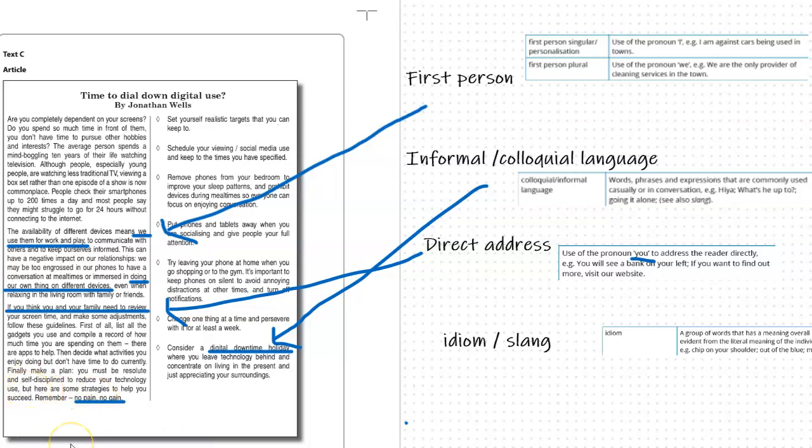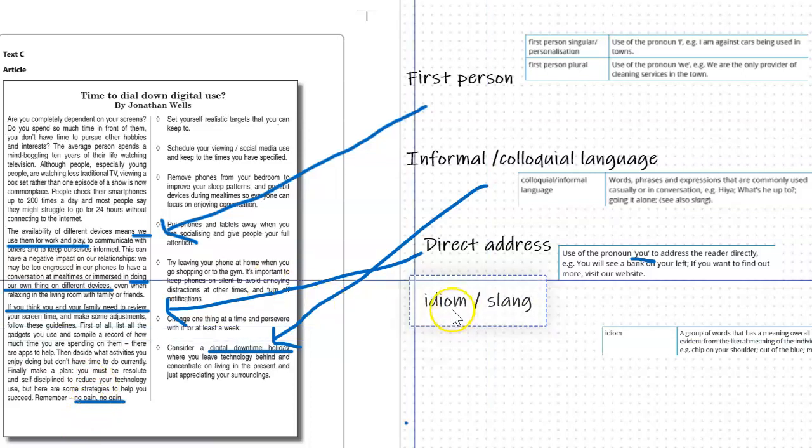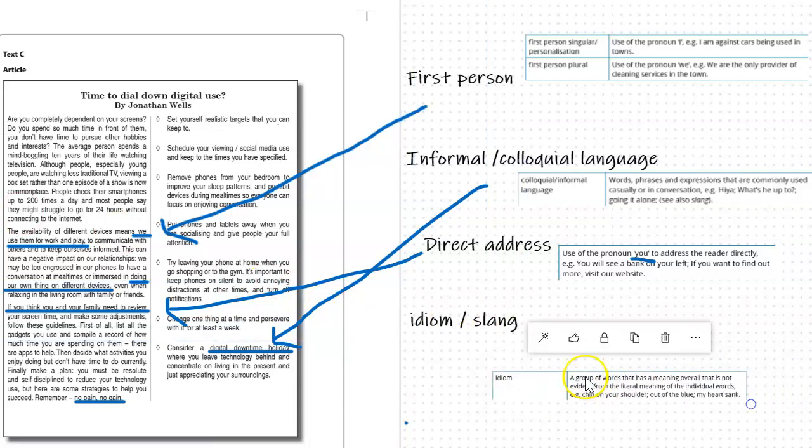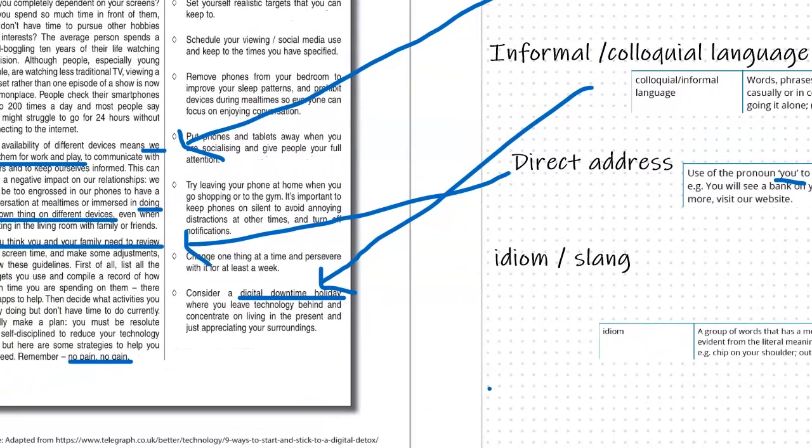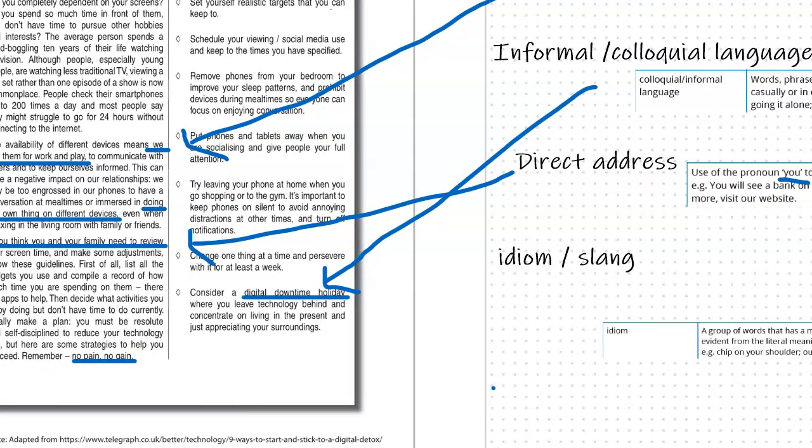Very bottom line. Finally, make a plan. You must be resolute and self-disciplined to reduce your technology use. But here are some strategies to help you succeed. Remember, no pain, no gain. So, no pain, no gain is an example of an idiom. An idiom is a group of words that has a meaning overall that is not evident from the literal meaning of the individual words. So grouping them together creates a meaning. And obviously, again, it's a lot to do with context. So no pain, no gain is an example of idiom.